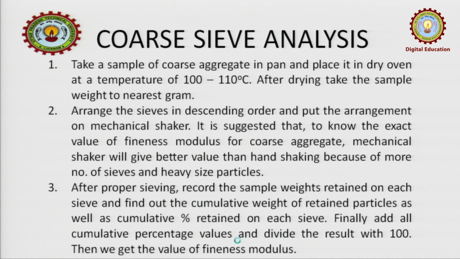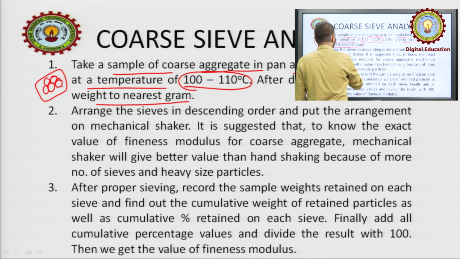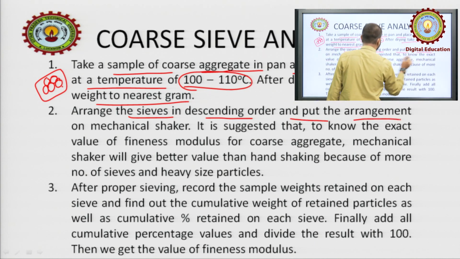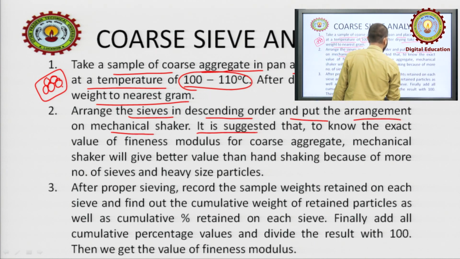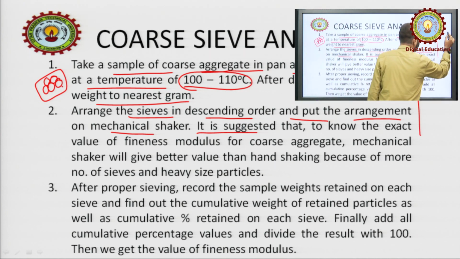Now let us see the coarse sieve analysis. This is nearly the procedure. Take the sample of coarse aggregate in a pan and place it in the dry oven at a temperature of 100 to 110 degree centigrade. After drying, take the sample weight to the nearest gram. Now we have the soil or the gravel, whatever it may be, and we have weighed it after the oven drying. Now arrange the sieves in descending order and put the arrangement on a mechanical sieve shaker. What we do now is arrange something like this.